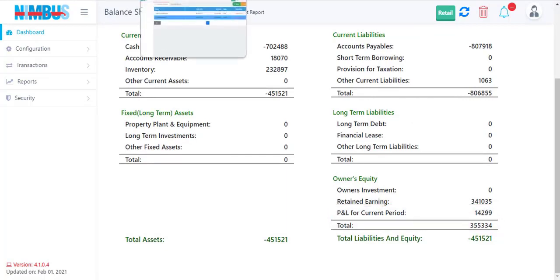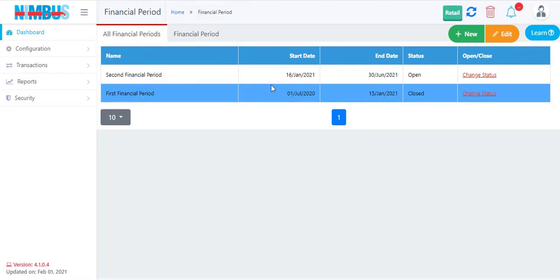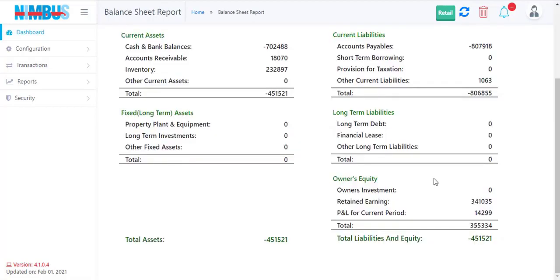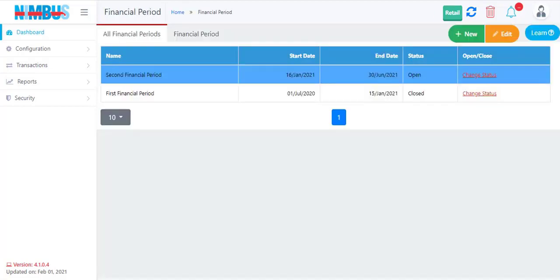For those periods which are not yet closed, like this financial period which is from 16 Jan to 30th June, the difference between the revenue and expenses is shown, because this is not closed and there is no JV yet, but the reflection is in my balance sheet. So whenever we close a financial period, there will be a corresponding JV.